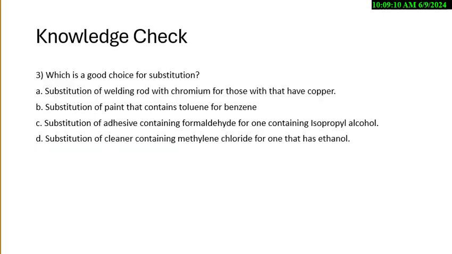So let's go into this. Which is a good choice for substitution? A, substitution of a welding rod with chromium for one that has copper. B, substitution of a paint that contains toluene for benzene. C, substitution of an adhesive containing formaldehyde for one containing isopropyl alcohol. D, substitution of a cleaner containing methylene chloride for one that has ethanol. Now you have to know the hierarchy, and then you have to know which ones can cause cancer. You're expected to know the cancer-causing chemicals.